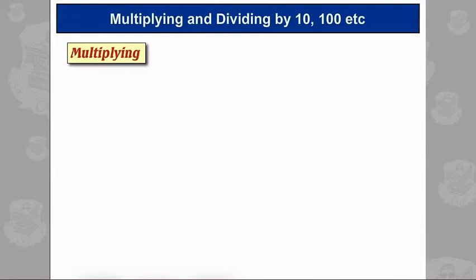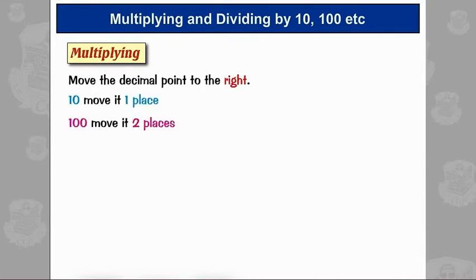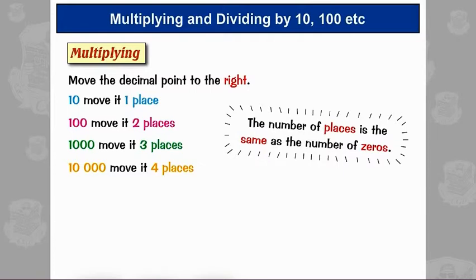So for multiplying then, you want to move your decimal point to the right, and the number of places you move it depends on how big the number is. And actually, it's the same as the number of zeros there are. So if we actually wanted to multiply a number by 10,000, we want to move it four places, because there are 1, 2, 3, 4 zeros.